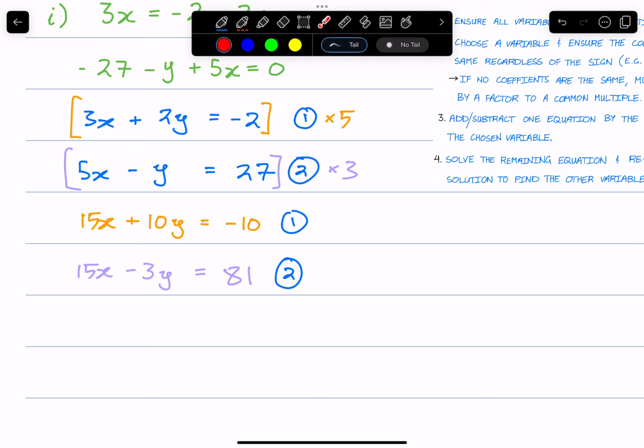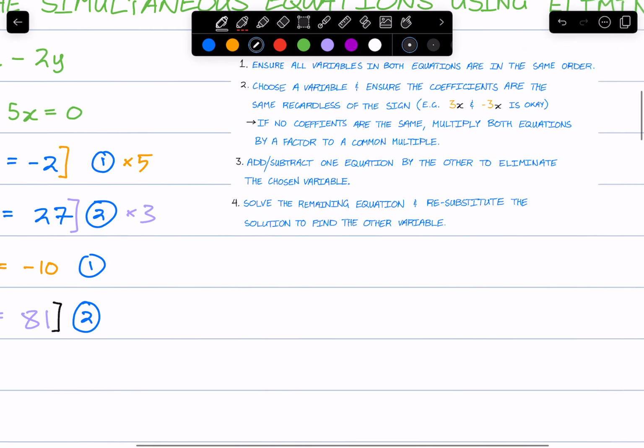Now, as you can see, they are both lined up in matching coefficients and matching order. And now both the coefficients of x are the exact same in this example. But remember, it doesn't have to be positive 15x and positive 15x. You can have this one as a negative 15x. Moving on to step 3.